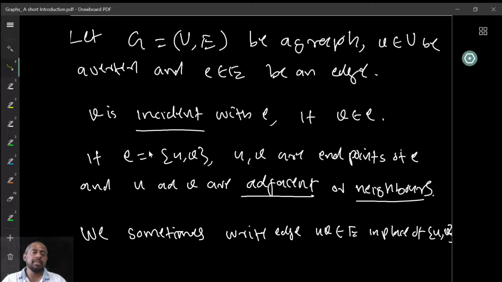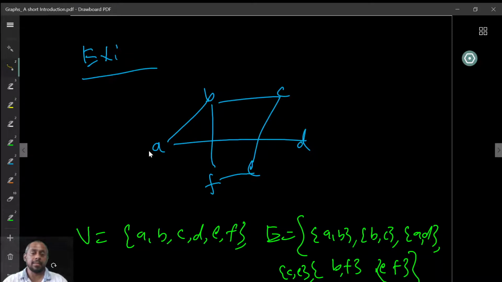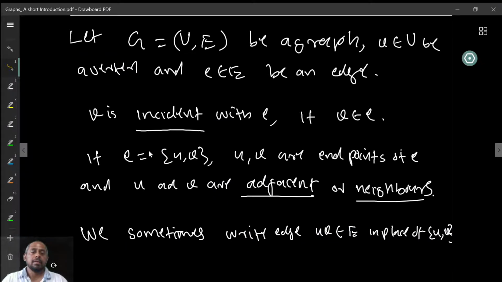Now, for an edge e equal to, let's say, the set {u, v}, u and v are called endpoints of the edge e. Okay? So again, the notion of why it is called endpoints comes from the pictorial representation. These are basically the endpoints of the line segment or the curve that we use to represent the edge. Now, we say that u and v are adjacent if uv forms an edge, or you say that they are neighbors of each other. So u is a neighbor of v, v is a neighbor of u.